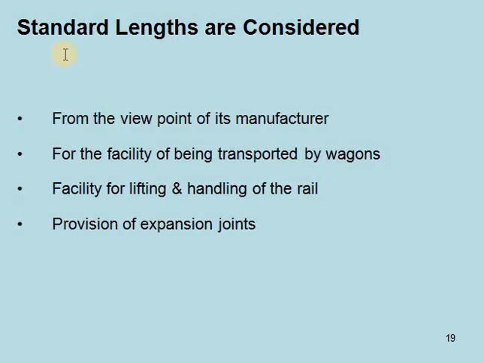Standard lengths are considered from the viewpoint of manufacture, the facility of being transported by wagons, the facility for lifting and handling of the rail, and provision of expansion joints. So from the manufacturer itself they consider what the length should be. Expansion joints are nothing but the connection between one track and another.